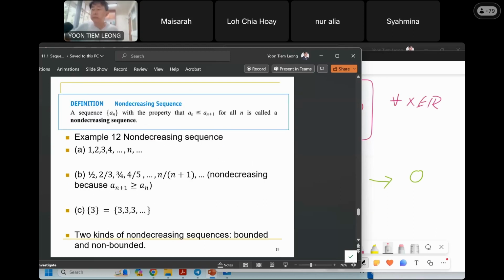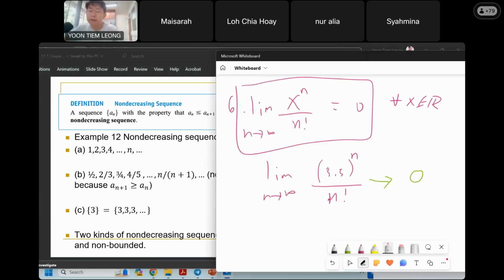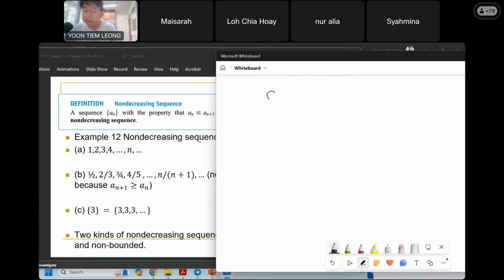The first definition is the definition of a non-decreasing sequence. A non-decreasing sequence is a very simple idea. That is, if you have a sequence written in this form, then the next term in the sequence is denoted by a of n plus 1, and the term before this n plus 1 term is the term a of n, right? So a of n appears first in the sequence, then only the term a of n plus 1 will appear later.